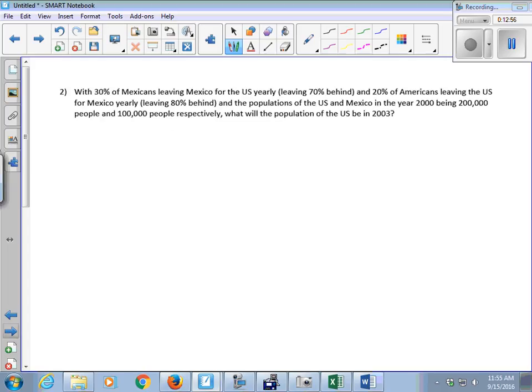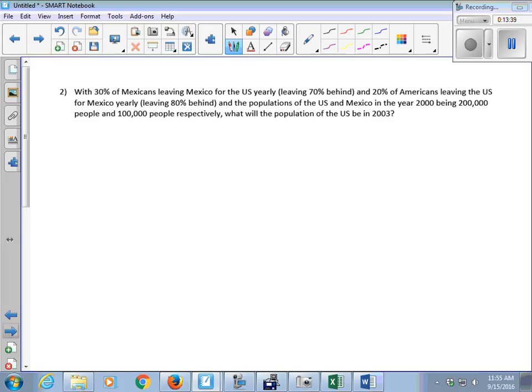Okay, question 2. We might have time to get through one more example, and then we'll do the other 2 at the start of next class. All right, 30% of Mexicans leaving Mexico for the US yearly, leaving 70% behind. 20% of Americans leaving the US for Mexico yearly, leaving 80% behind. The population of the US and Mexico in the year 2000 being 200,000 people and 100,000 people respectively. Obviously, these numbers are just completely made up, so this is not an accurate problem. What will the population of the US be in 2003?